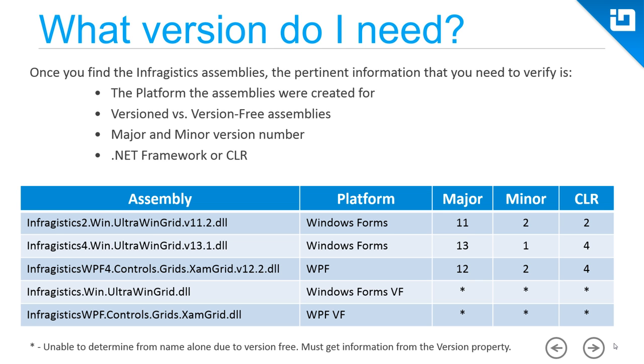In most cases, you can get all the information you need by just looking at the assembly file name. In respects to a platform, if it has .win inside the name, it is part of our Windows Forms controls. Likewise, if it starts with Infragistics WPF, it is part of our WPF control suite.